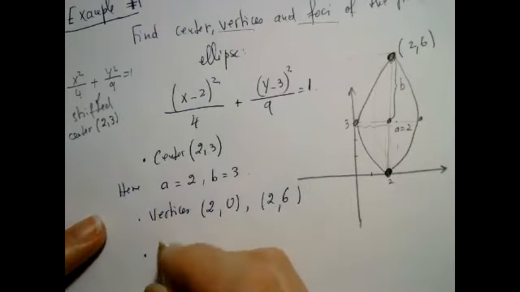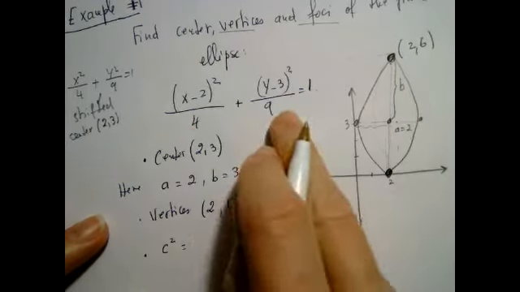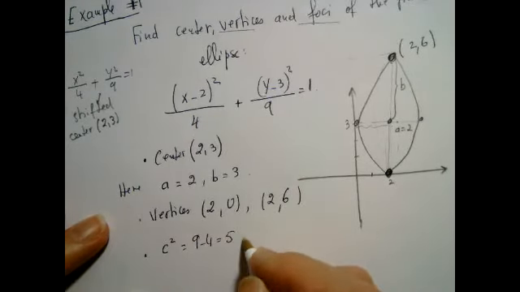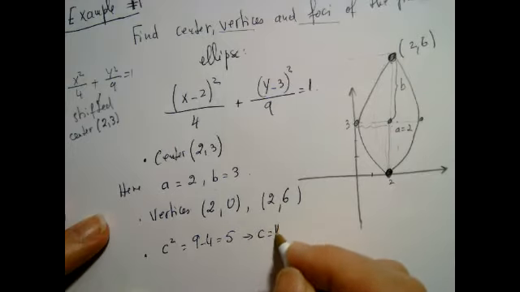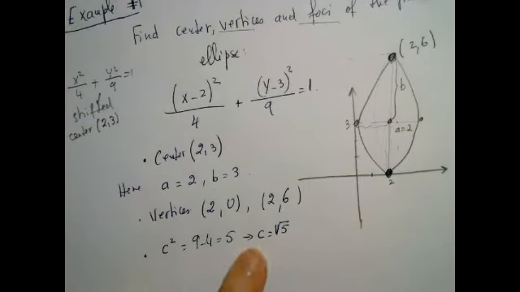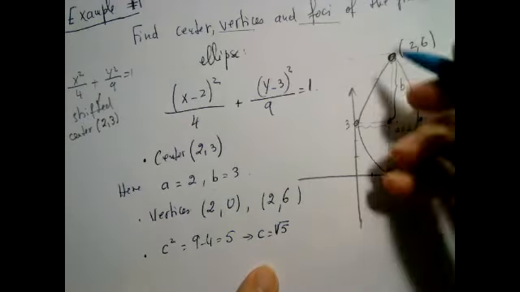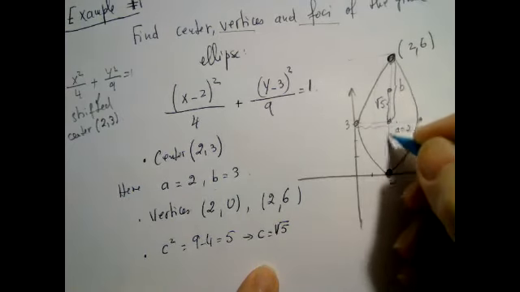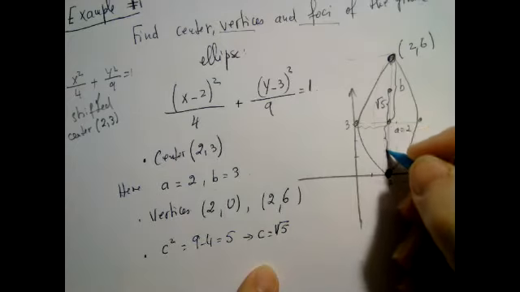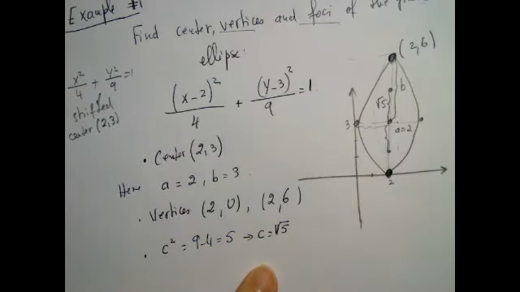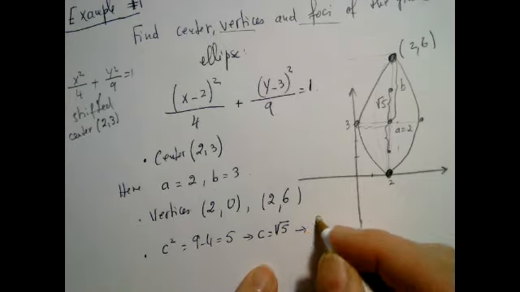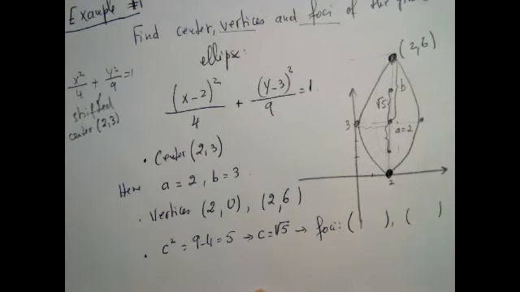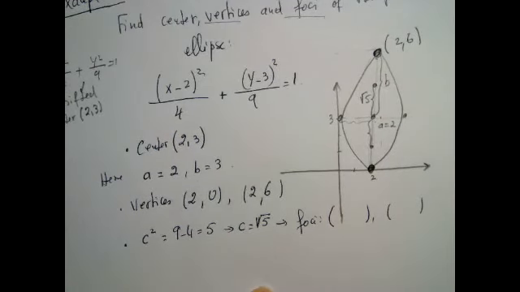And now for the foci. First, you have to compute c squared. c squared is the 9, the largest, minus the smallest, which is equal to 5. It means c is the square root of 5. So in the picture here, where is the c? The c is right here. That's the square root of 5. And the other focus is down here. So those are the foci. What are their coordinates? Just look at the picture. There is nothing really harder than that.